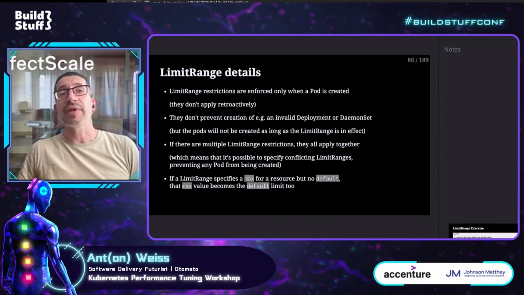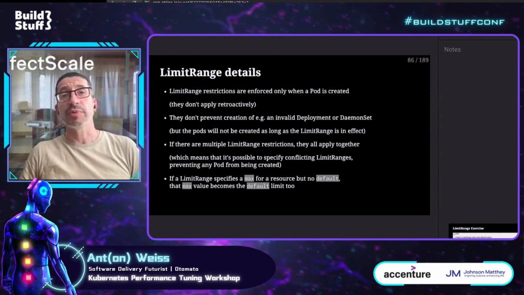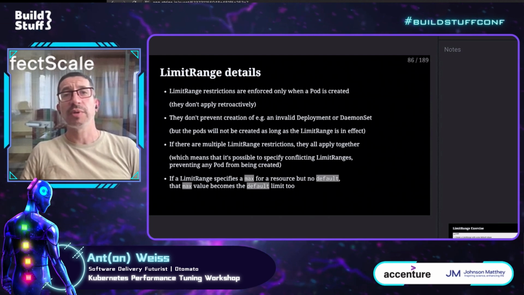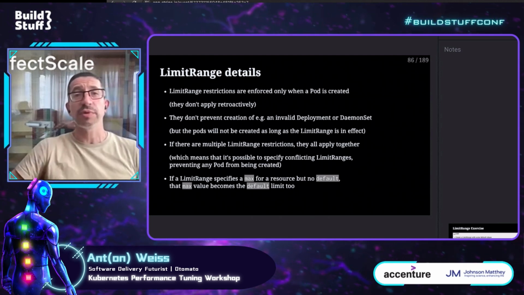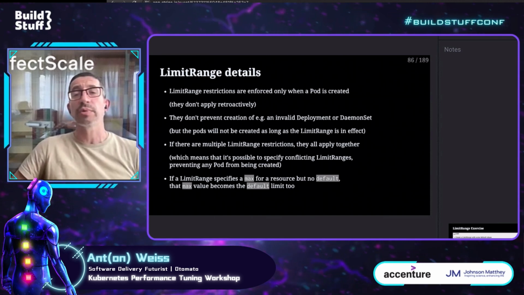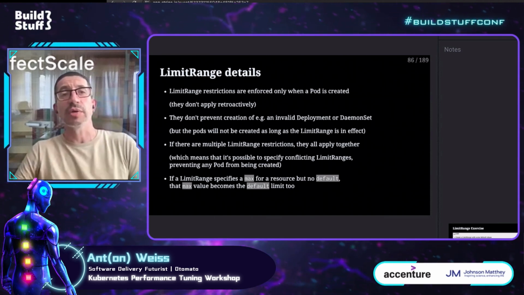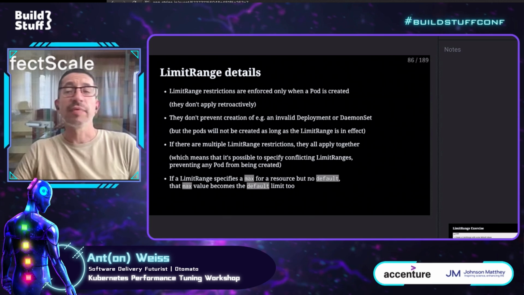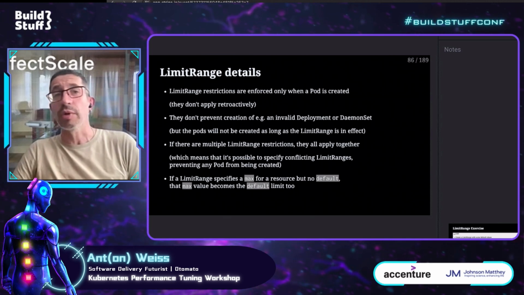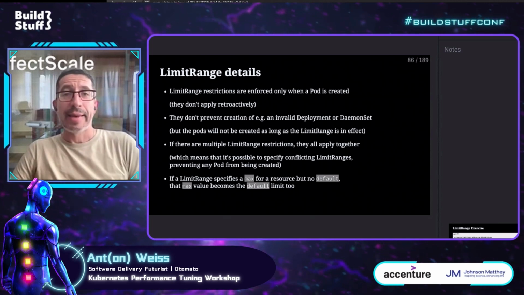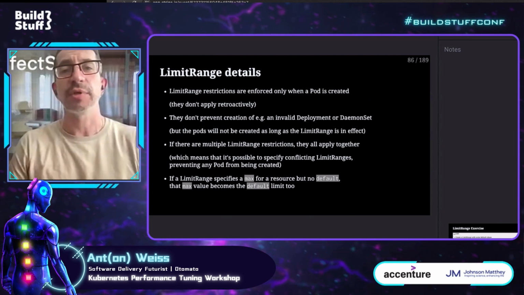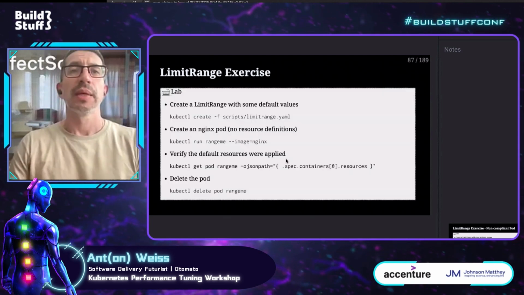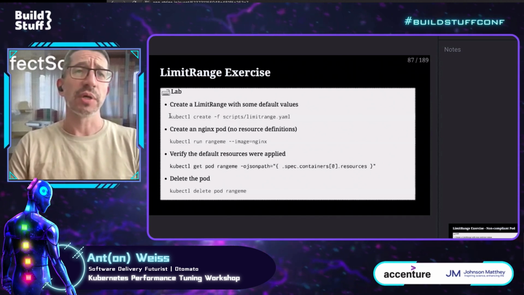The limit ranges don't prevent creation of deployments with specs that define invalid pods, but that means that afterwards, the pods for these deployments or daemon sets or stateful sets or whatever type of workload you're defining won't get created. If there are multiple limit range restrictions, they will all apply together. And if a limit range specifies a max for resources but no default, that max value becomes the default too. Okay, let's look at how this works.